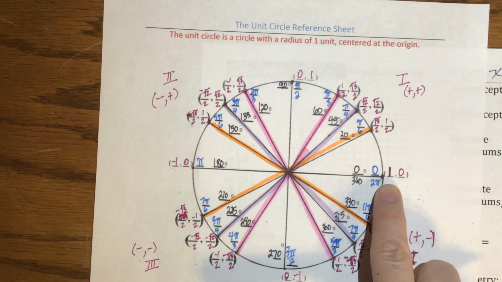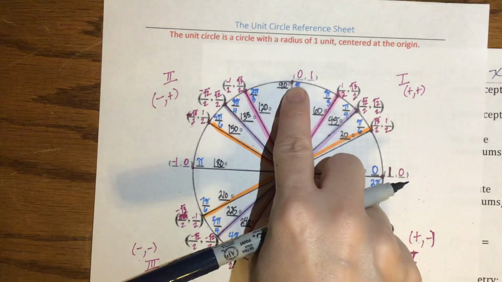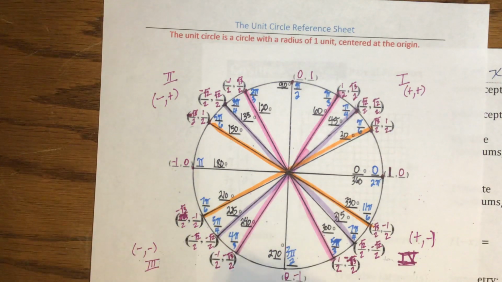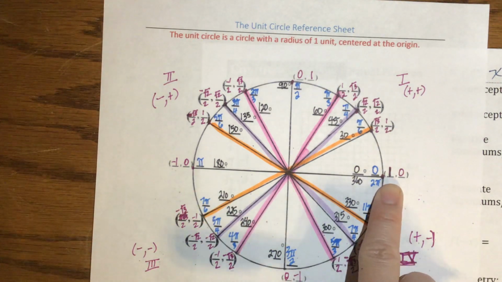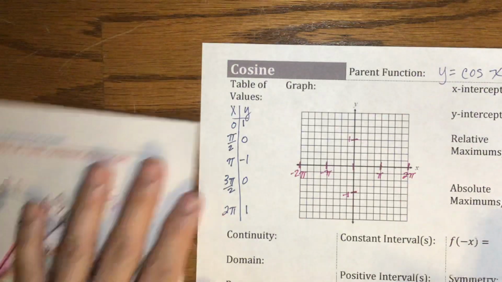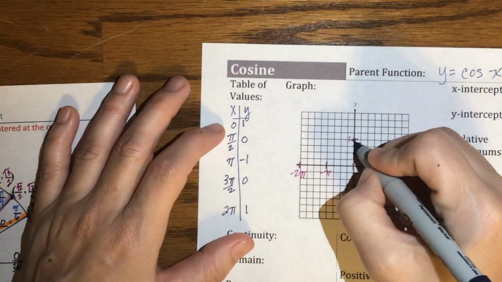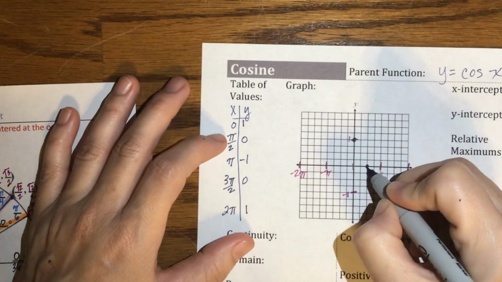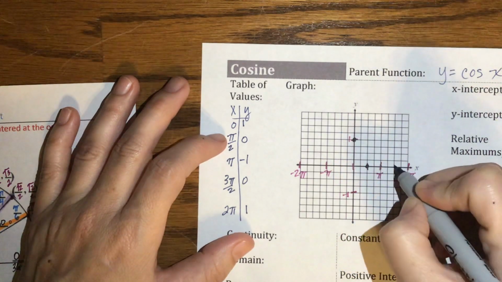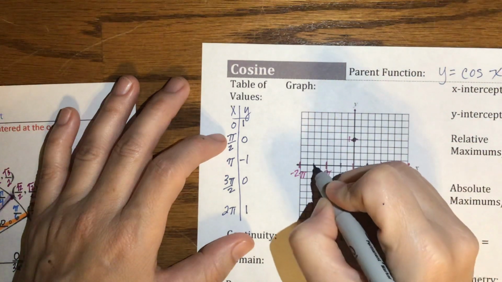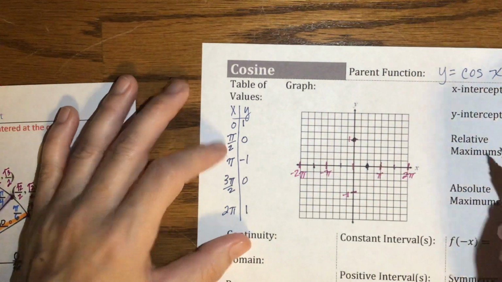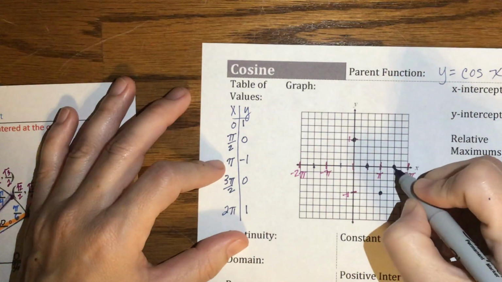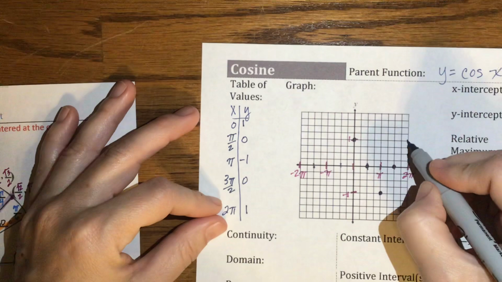Now, again, you don't even have to memorize it. You know this point is 1, 0. 0, 1. Negative 1, 0. 0, negative 1. Back to 1, 0. Okay, so my cosine's going to go from 1 to 0. I almost went to pi. Oops. That's pi over 2. Let's mark our pi over 2's. To negative 1. To 3 pi over 2, so 0. Back up to 1.